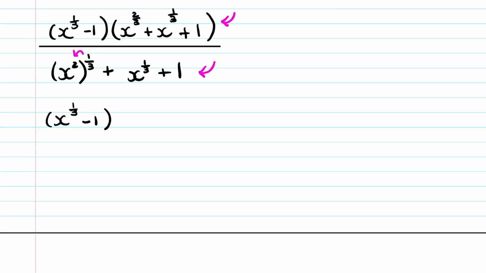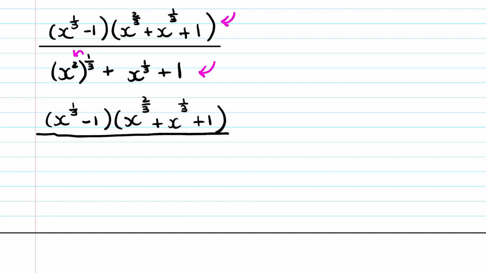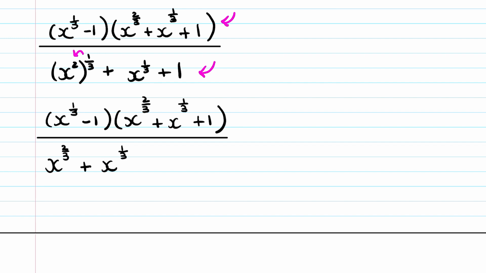We're going to have x to the power of a third minus 1, big bracket x to the power of 2 over 3 plus x to the third plus our 1. And then exactly all over our x to the power of 2 over 3 plus x to the power of a third plus 1. Awesome sauce. Now we can cross cancel. That's the same as this. Should be gone.